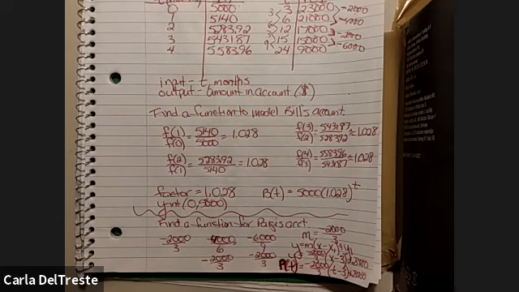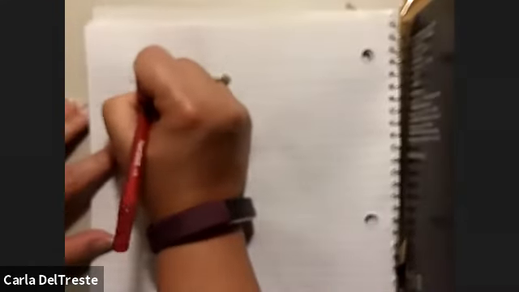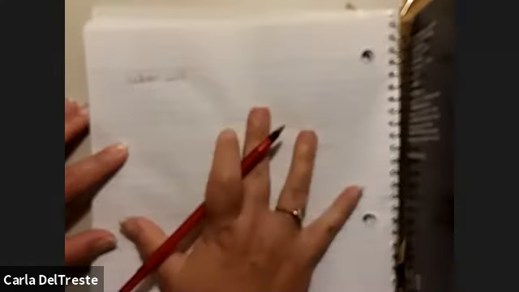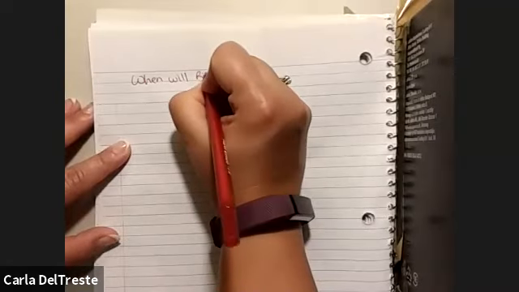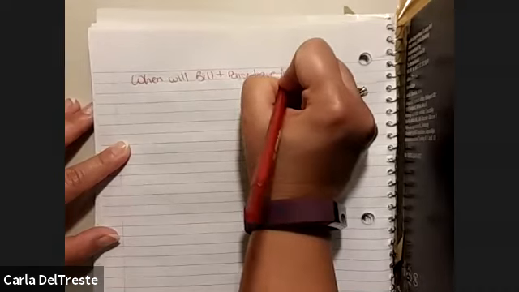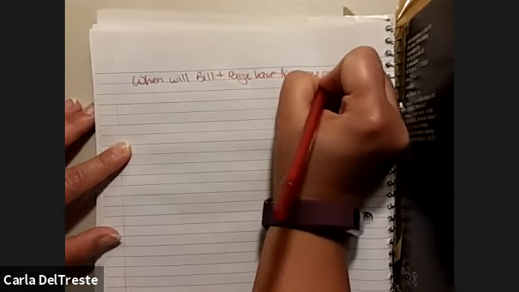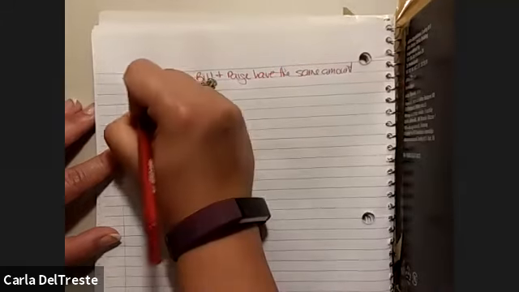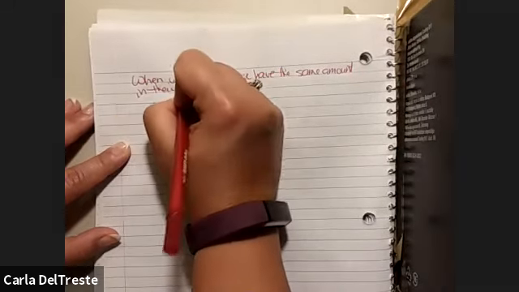All right, why do we need to know the two functions? Well, now I need to know when will Bill and Paige have the same amount in their account. So that's the next piece of this. When will Bill and Paige have the same amount in their accounts?